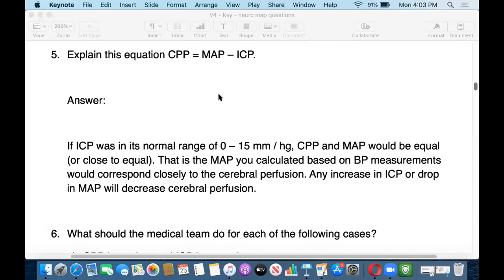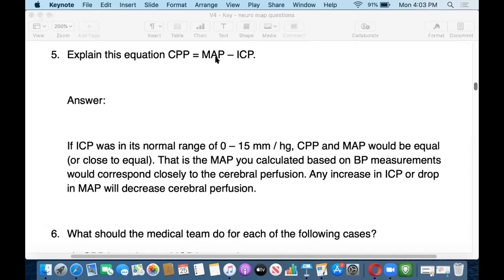And that's kind of how you've been thinking about things up to now. You think to yourself, okay, if my patient's got 120 over 80 blood pressure, they must be getting decent brain perfusion. Because whether you know it or not, you've been going with the working assumption that there's no issues with ICP. But of course, today's topic is ICP.